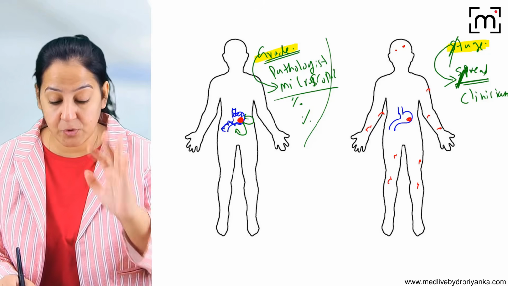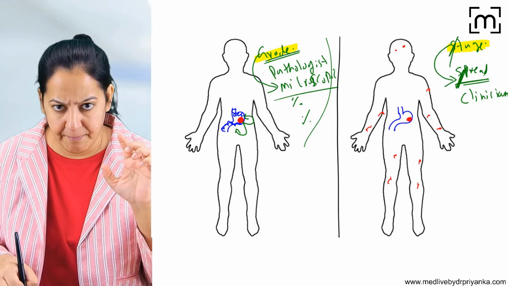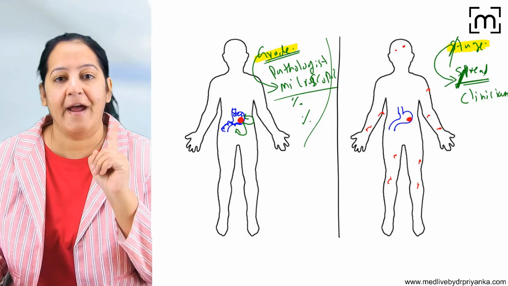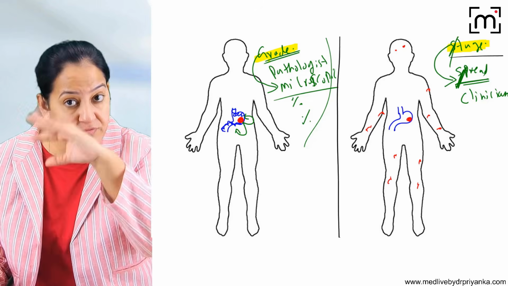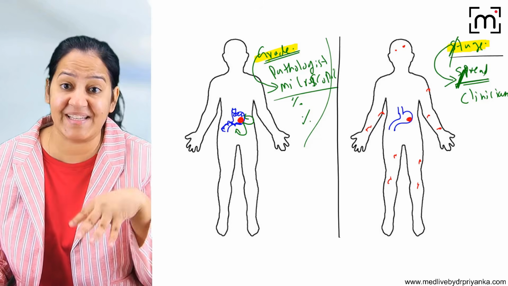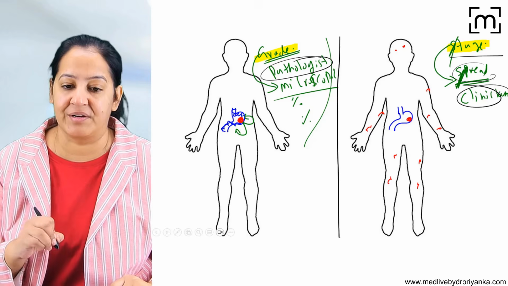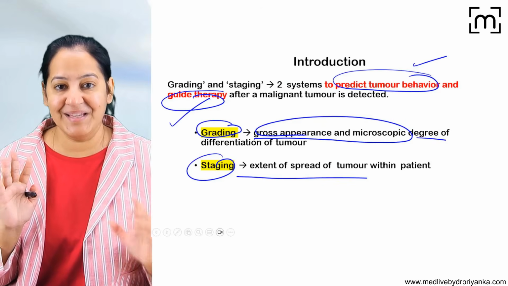Grading is the microscopic resemblance of the tumor cell with the adjacent cell. That is grading. And what is staging? Staging is the spread of the tumor in the entire body. How much? The extent of the spread of the tumor. Grading is done by the pathologist. Staging is done by the clinician. I hope you got the basics. The same thing is written in front of you.